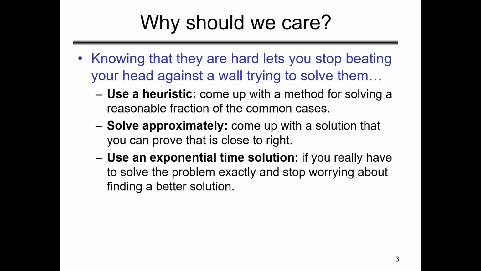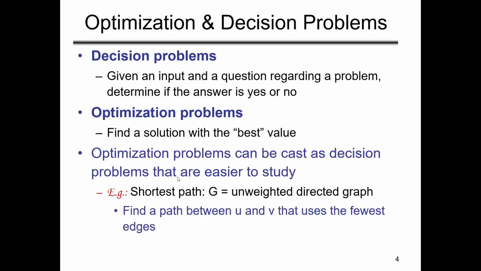Or solve approximately. Come up with a solution that you can prove is close to right. It's not the optimal or the perfect one, but it's close to right. Or you can use an exponential time solution that will take really, really long, if you really have to solve the problem exactly, and stop worrying about finding a better solution. So these can be found in optimization and decision problems.